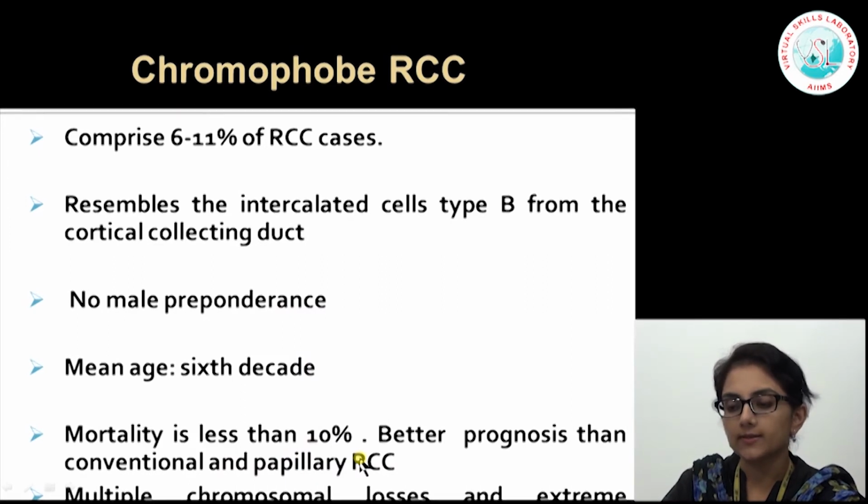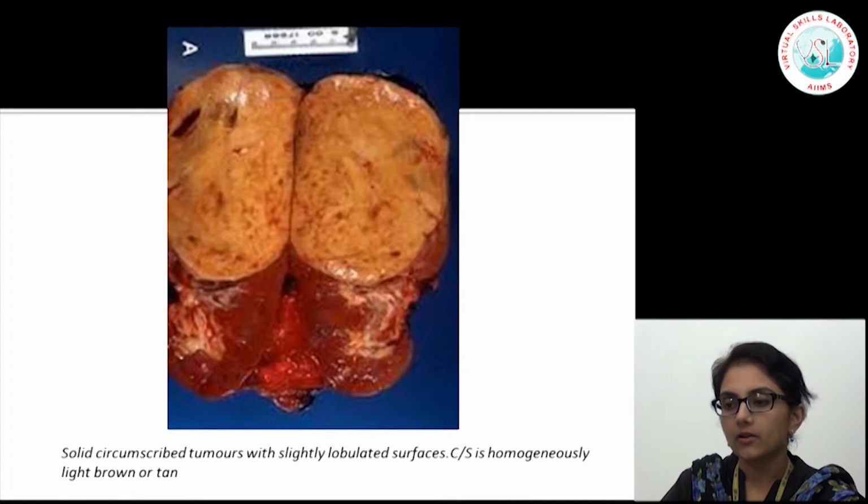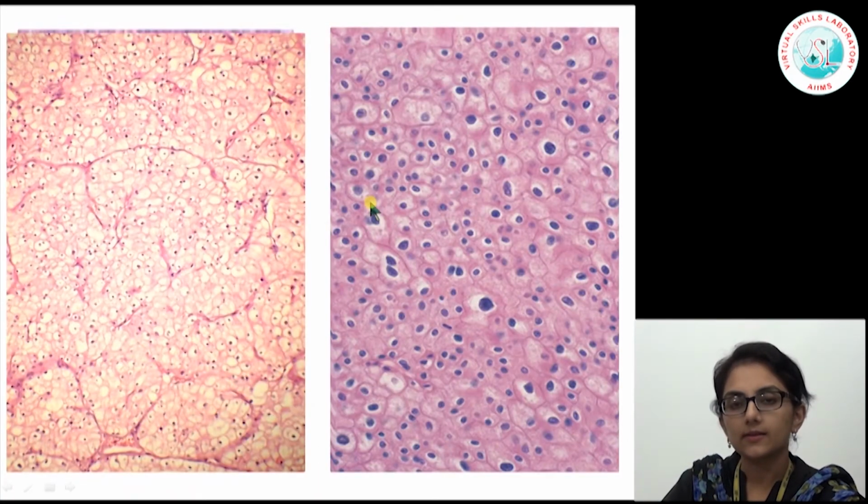In terms of genetics, multiple chromosomal losses and extreme hypodiploidy is described, but no classical genetic mutations are described as is noted in conventional or papillary RCC. The gross appearance of chromophobe RCCs, these slow-growing tumors, it's very classical. They tend to be solid. They tend to be mahogany brown or tan colored on cut surface, and they may even show you a central scar in some cases, evidence of their slowly growing nature.